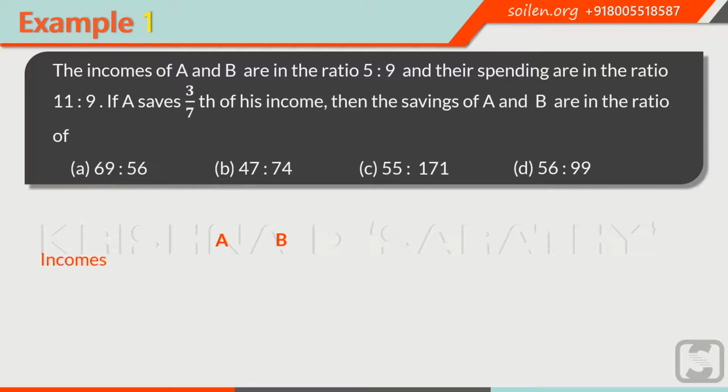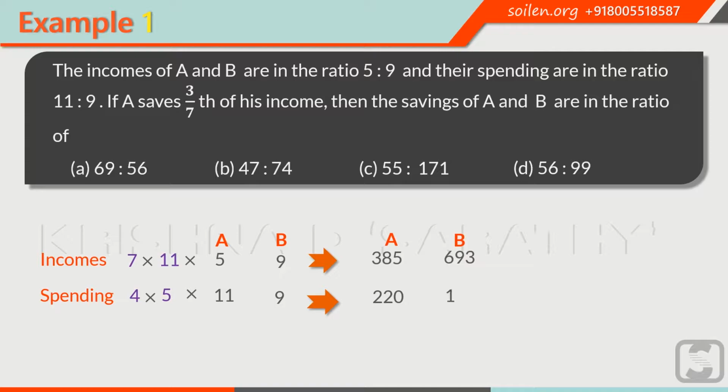Let's do faster. Incomes ratio 5:9, and spending ratio 11:9. Now, multiply incomes ratio by 11 and spending ratio by 5 to make A's values equal. Then multiply the first ratio by 7 and the second ratio by 4 to establish the required relationship. Write down all the products. Incomes, 385 and 693. Spending, 220 and 180. Now, take the difference of respective incomes and spending. You will get 165 and 513.